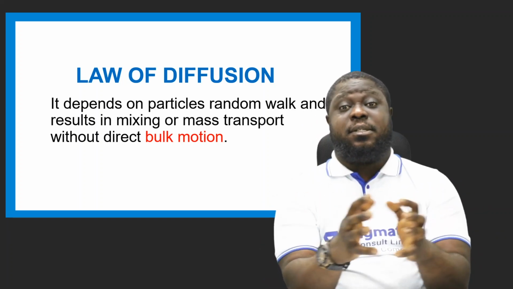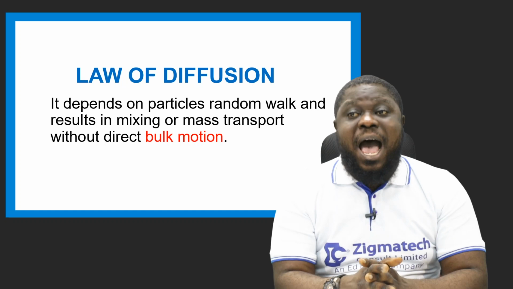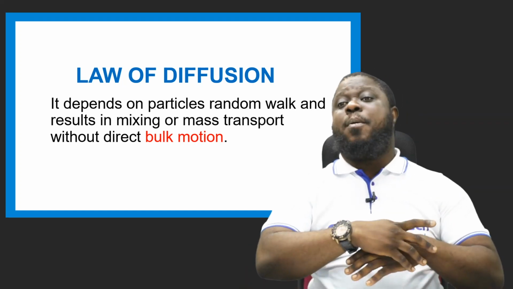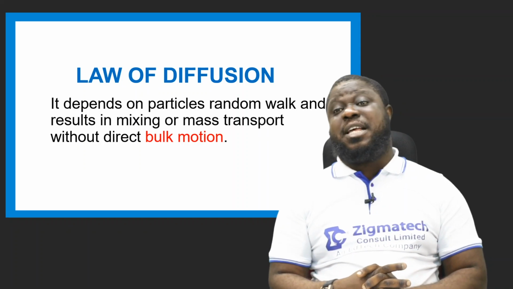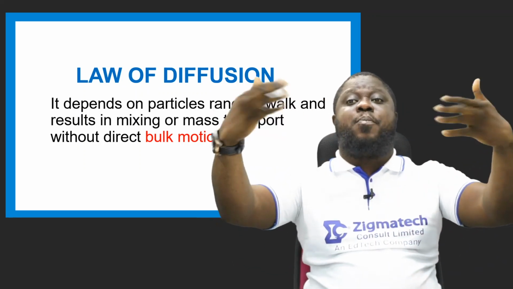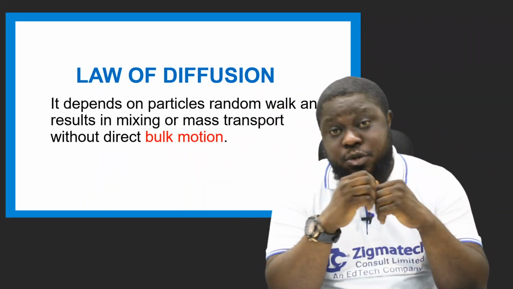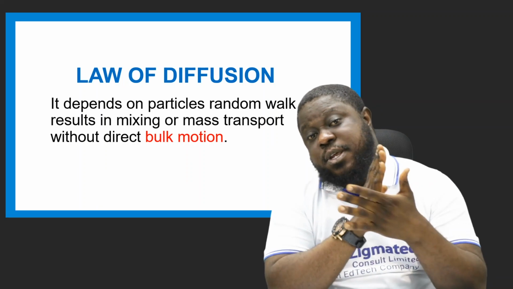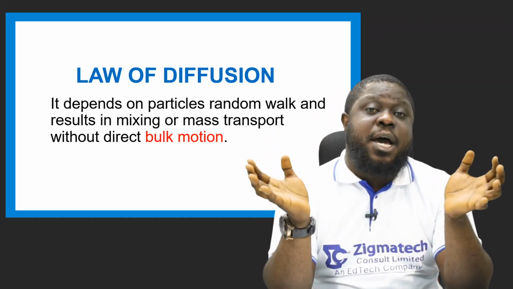Bulk, you know, is plenty. Plenty movement. It is not like that. So as they move around, as they random walk, they move anyhow. So in essence, it results in a mixing of mass transport. As they go around, they mix up with the atmosphere, and their strength of scent will reduce. I'm using the scent. The strength of their scent will reduce because they are no more together.